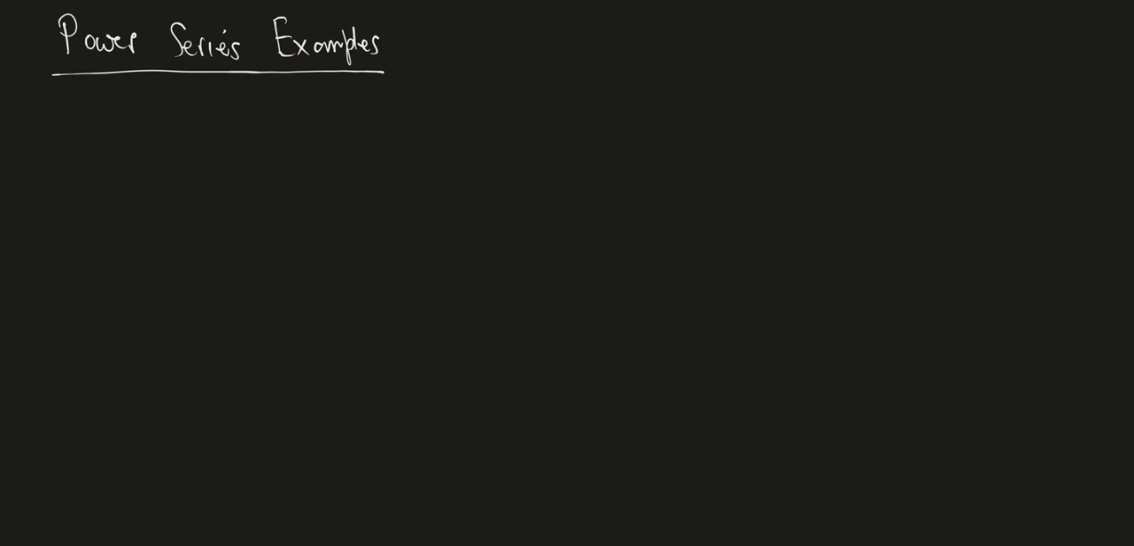Now that we're armed with an idea of what power series are, and we have that theorem that basically says there are only three possibilities in terms of the values of x for which these series converge, now we need to look at some examples, right? Because that's when you really see everything coming together.